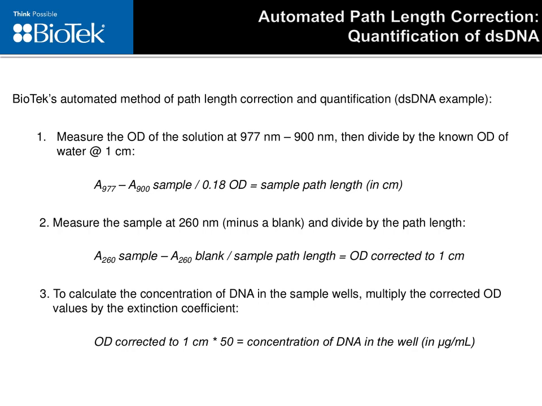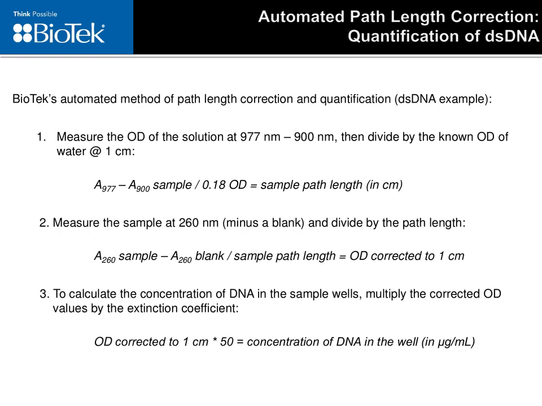In step 1, Gen5's method uses an absorbance peak of water at room temperature, which is 977 nanometers, and a blank measurement at 900 nanometers. The 977 minus 900 optical density difference is then divided by 0.18, which is the known optical density for water at 1 centimeter. The result of this calculation is the path length of the sample, which can then be used to calculate the concentration of nucleic acid in the microwells.